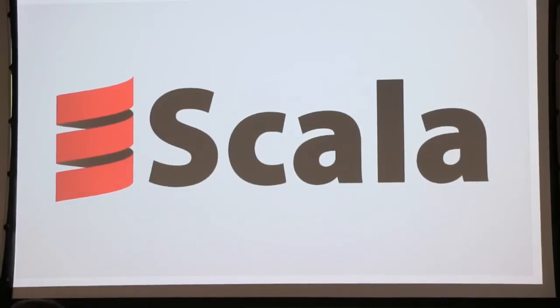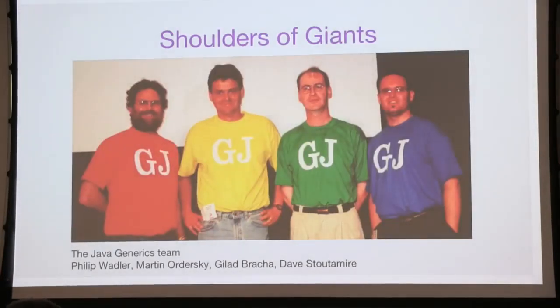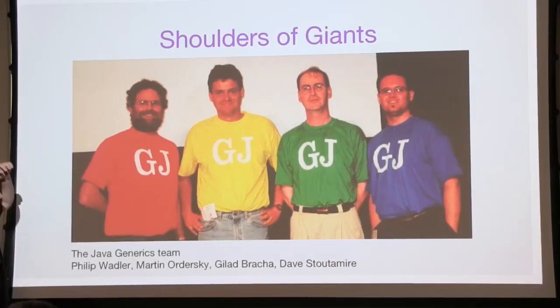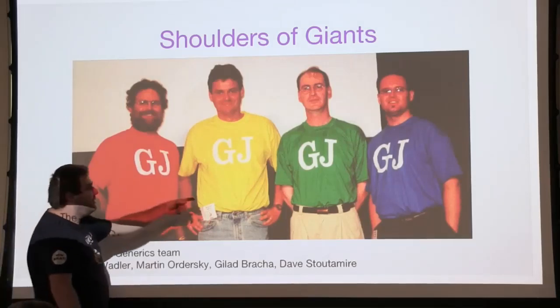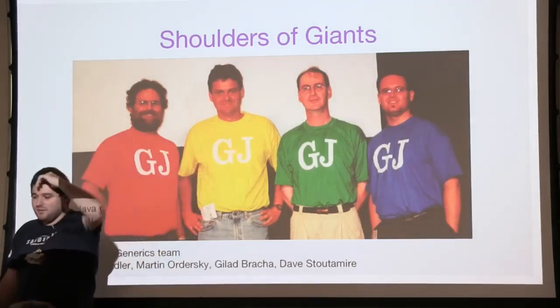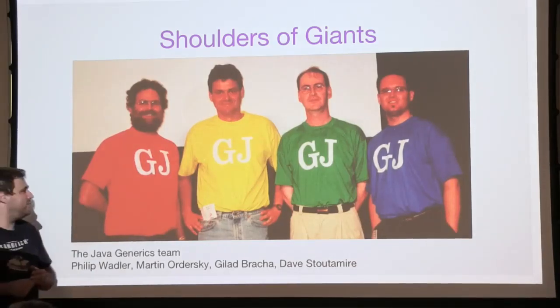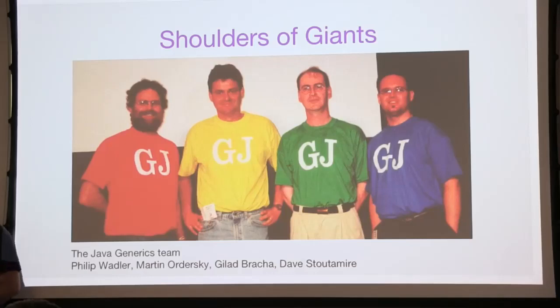And this is not really a coincidence, because Scala is built in a way where it stands on the shoulders of giants. This is the team that implemented Java generics. This is Phil Wadler, who is a professor of computer science and one of the people responsible for Haskell. He is the main designer and creator of Haskell. This guy you know. This is Gilad Bracha, who is also one of the chief architects at Oracle or Sun, one of the main Java guys, and I don't know who that other guy is.